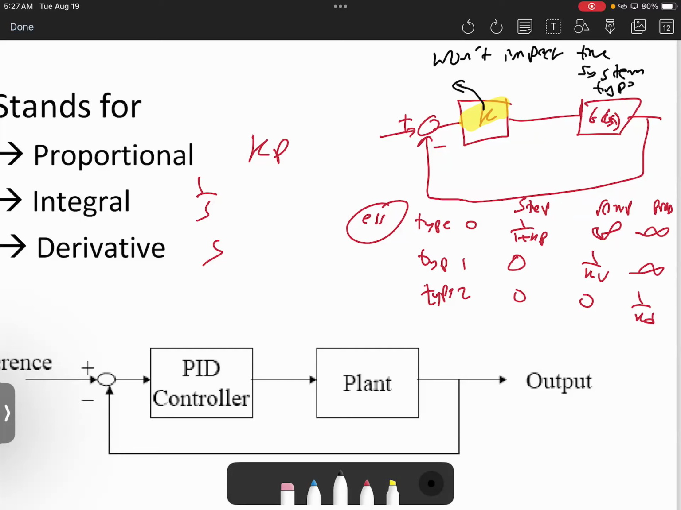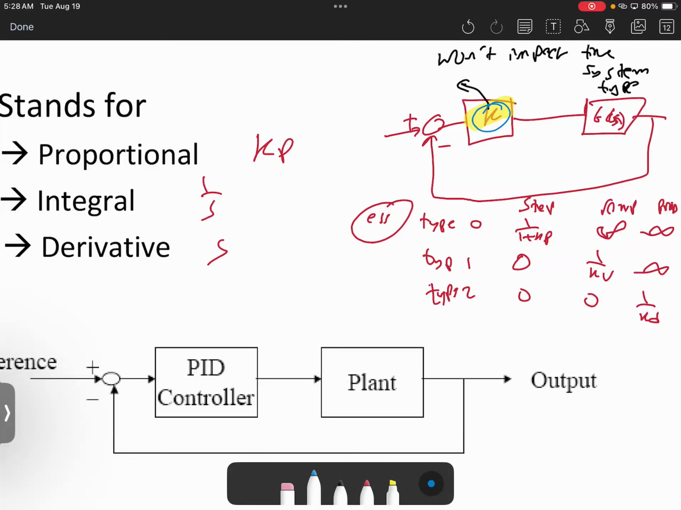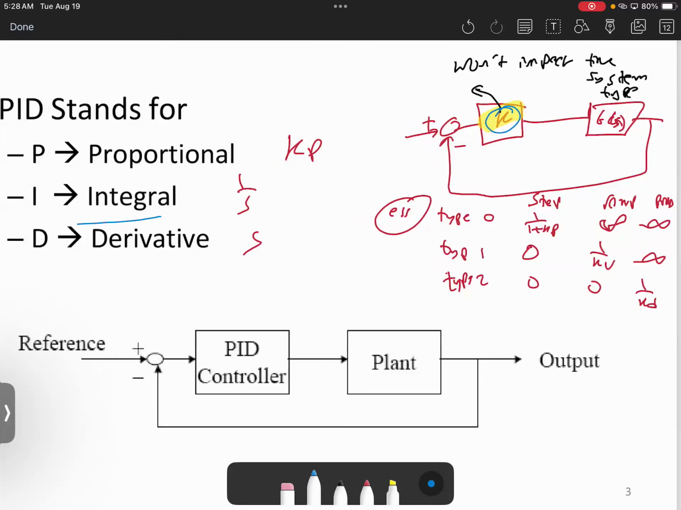And we already discussed root locus and the Routh-Hurwitz stability to determine the range of K to keep the system stable. However, when we add an I controller, what is it going to do? It will increase the system type.